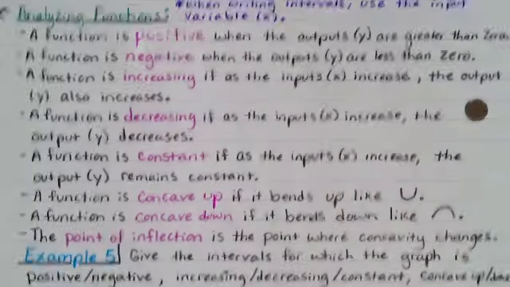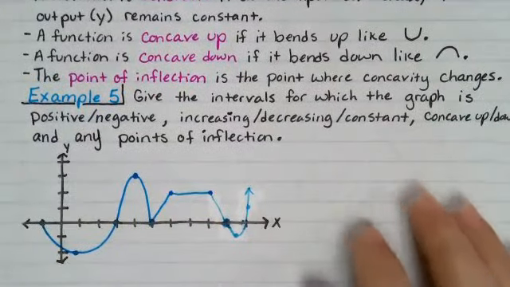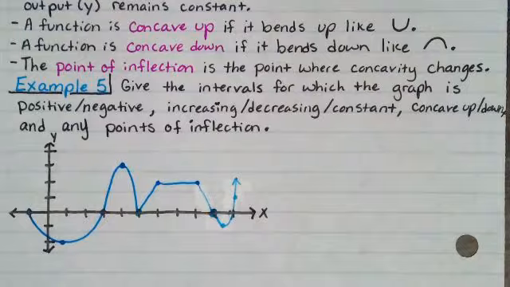So we've got a bit of an interesting problem here. I don't have an equation to go with this. This is like a bunch of different equations that are pieced together. What they're going to ask us to do is determine where the function is positive or negative, where it is increasing, decreasing, or constant, where it is concave up or down, and whether there are any points of inflection where it switches from being concave up to concave down, or vice versa.